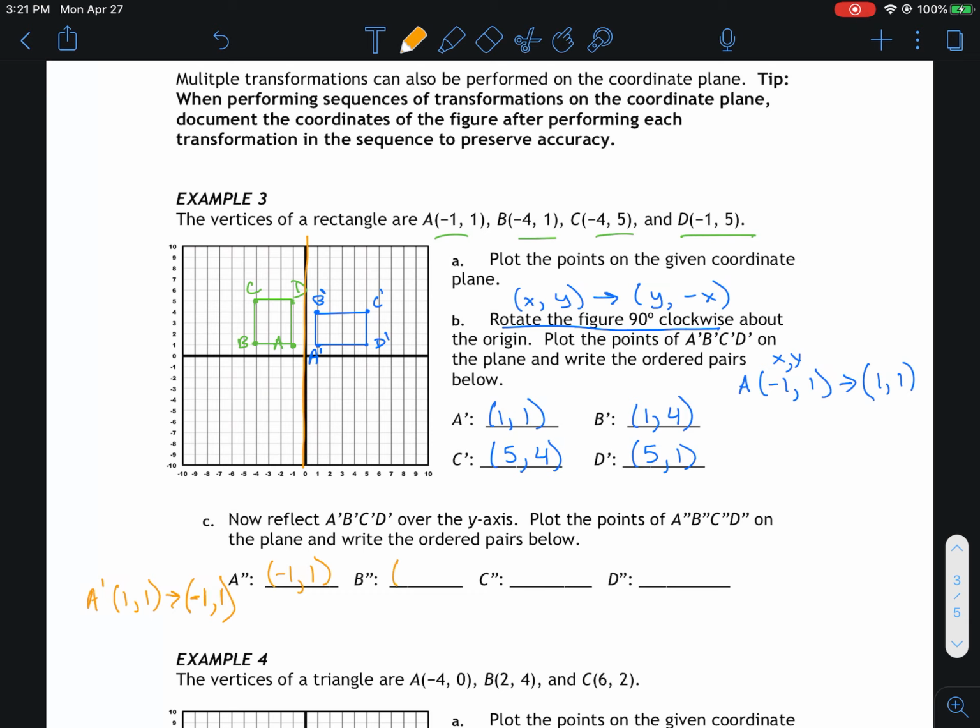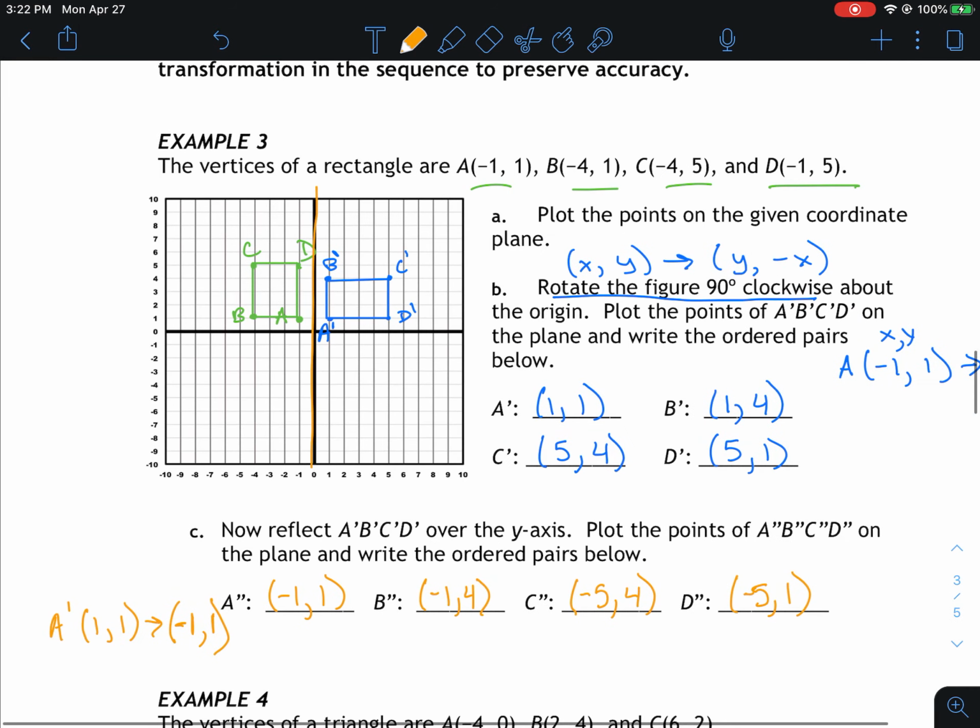For letter B, I had 1, 4, so now it's going to become -1, +4. For letter C, it's going to become -5, +4. And for letter D, it is going to be -5, +1. Now this is going to go on top of that shape that is in green there. So just realize you didn't do something wrong. It's the exact same thing.